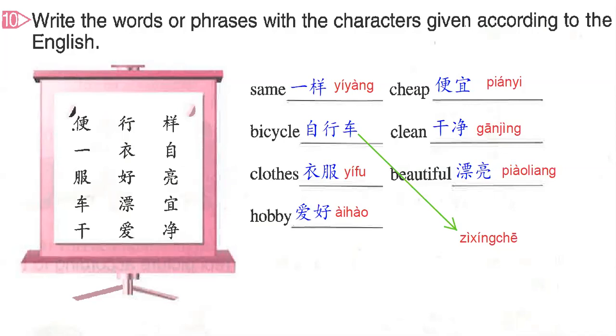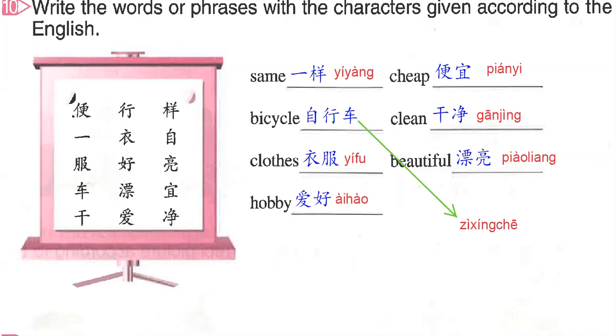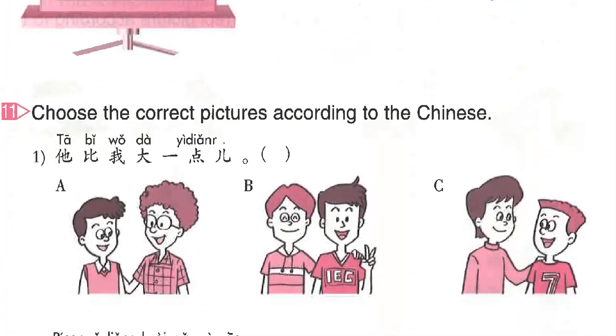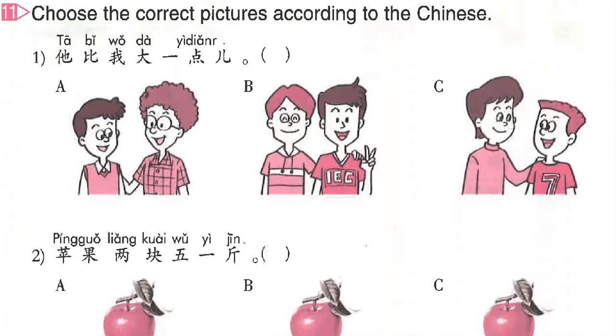We're going to continue with the next exercise, okay? We continue with exercise 11. Choose the correct pictures according to the Chinese. Okay, so here we have 3 pictures and 1 sentence. The first one, 他比我大一点儿. He is bigger. Or we can also use 大 in Chinese to express older than me. Okay, a little bit older.